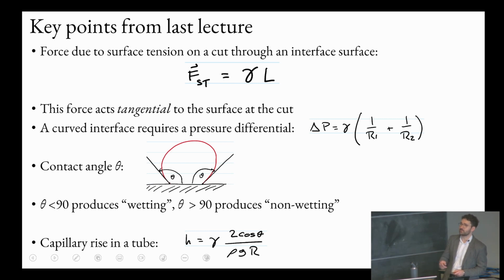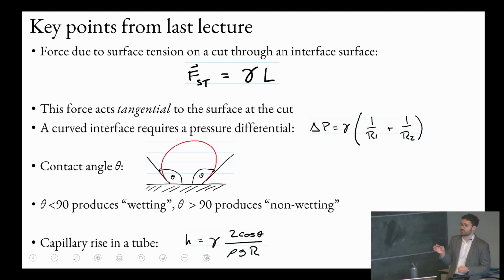Just a reminder of what we covered last lecture. Last lecture was on surface tension. So we characterized what that tension force is. It's gamma, which is a constant of our fluid, times L, where L is the length that we cut. So if we cut a surface, an interface between a fluid and a fluid or a solid, we expose that force F_ST there. That force acts tangential to the surface at that cut. Since the force acts tangentially to the surface, if that surface is curved, there must be a pressure differential that will be able to balance the uncancelled portion of that surface tension force.